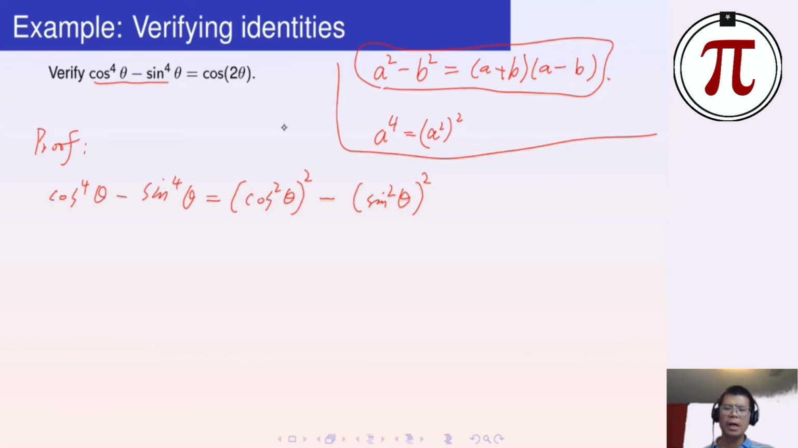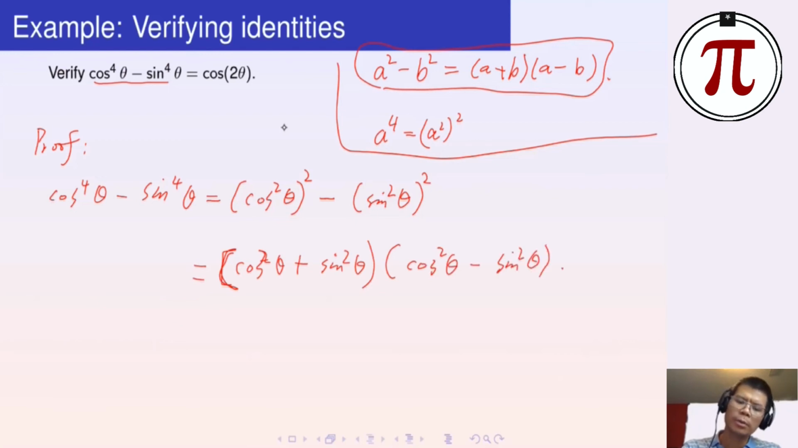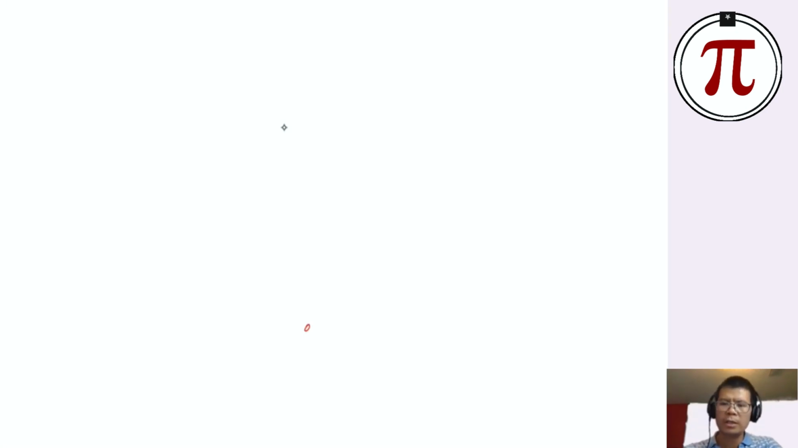Now this is going to be the difference between two squares. Now this one equals what? (Cosine square theta plus sine square theta) times the difference, cosine square theta minus sine square theta. Now, of course, Pythagorean identity, this is 1. Now this one is cosine square theta minus sine square theta. This is the double angle formula for cosine, right? It's cosine 2 theta.